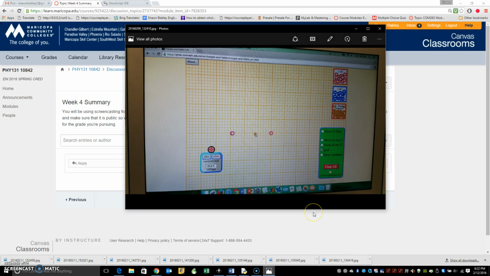So the next thing we did was we continued our exploration in PhET, which is a simulation for allowing us to see the electric fields of positive and negative charges and how they interact.